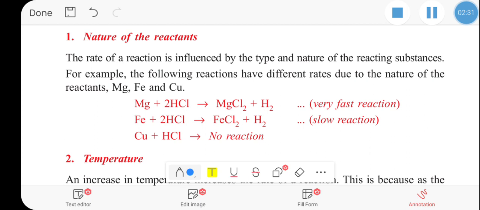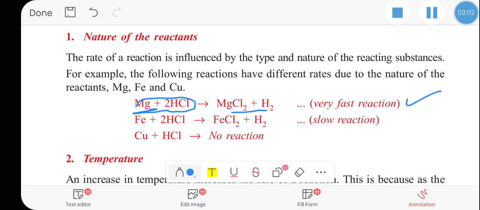One, nature of reactants. The rate of reaction is influenced by the type and nature of the reacting substance. For example, let us see the following reactions. Magnesium reacts with hydrochloric acid to produce magnesium chloride and hydrogen gas. The reaction is a very fast reaction.